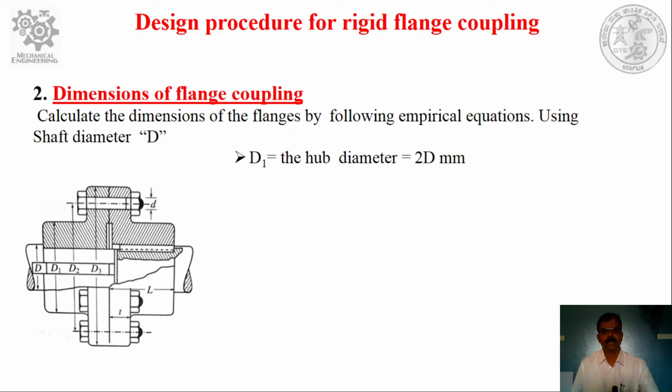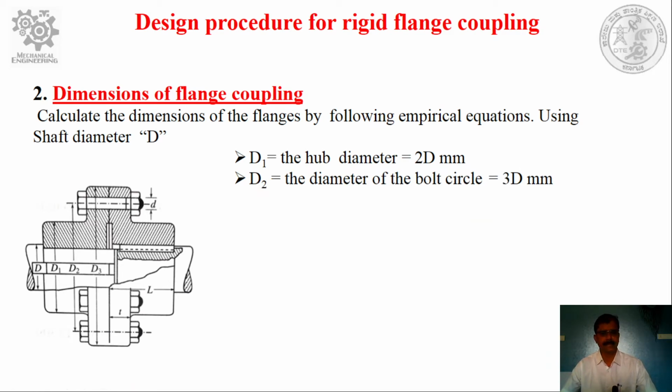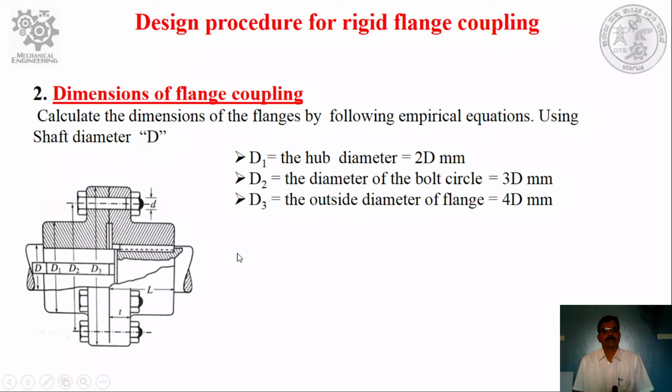Here d1 is the hub diameter, equal to 2 times D. d2 is the diameter of the bolt circle, equal to 3D. We already discussed the empirical relations in the previous part. Here I have taken the easiest relations, 3D for d2 and d1 equal to 2D. Similarly, d3 is the outside diameter of flange, equal to 4 times D. L is the hub length, equal to 1.5D, where D is the diameter of the shaft.